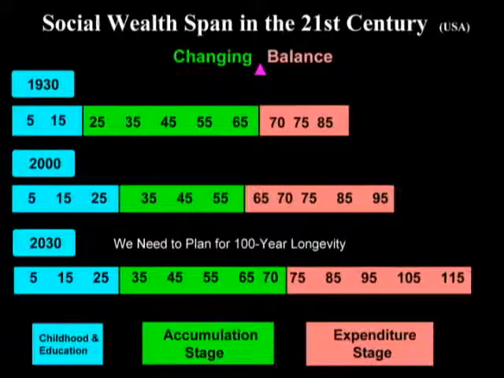So even if the accumulation stage gets a little longer, the expenditure stage is getting much, much longer. And so we have to plan, as the conference tomorrow says, for 100-year longevity.